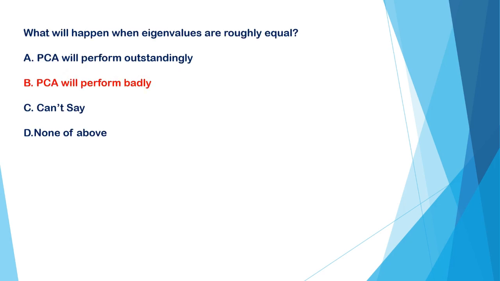What will happen when eigenvalues are roughly equal? A: PCA will perform outstandingly, B: PCA will perform badly, C: cannot say, D: none of the above. And the correct option is B, PCA will perform badly.